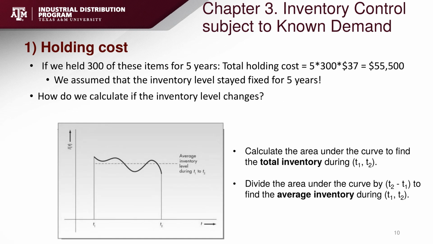Well, that last calculation assumed inventory stayed fixed, but in reality, levels decrease as we satisfy demand and increase when new orders arrive. All right, so how do we compute cost when levels vary? There are two steps. First, we calculate the area under the curve described by I of t to find the total inventory during that time interval. Then we divide that area by the time interval, t sub 2 minus t sub 1, to find the average inventory. For the simple cases we'll study, basic geometry does the trick.